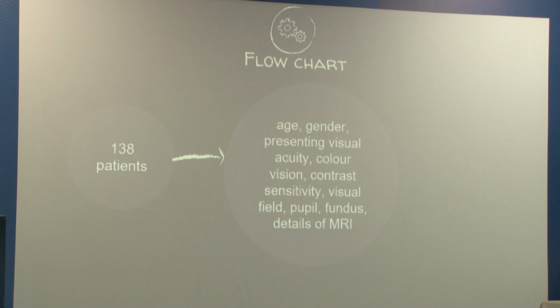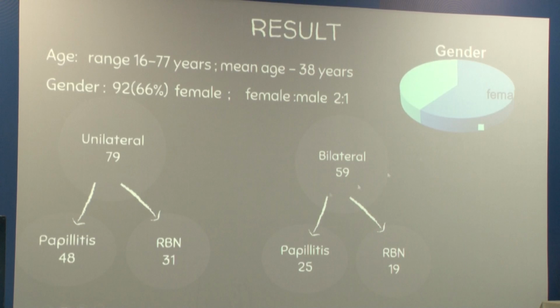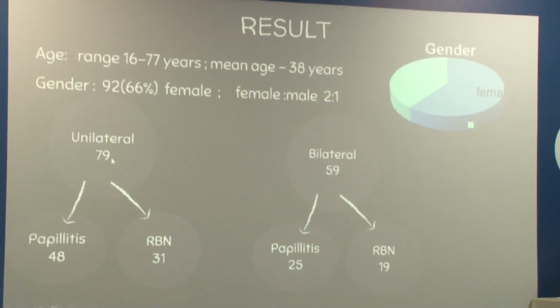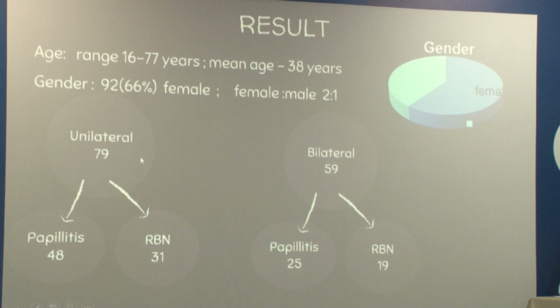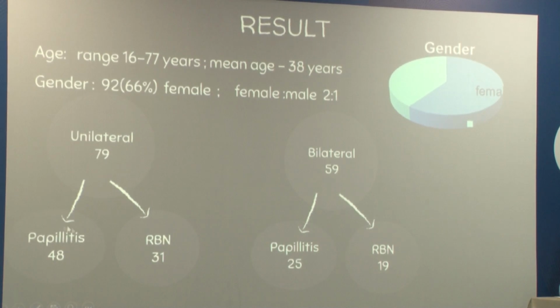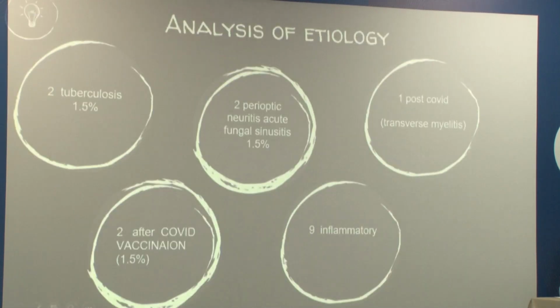And in all these patients, we assessed the age, gender, presenting visual acuity, contrast sensitivity, color vision, visual field, pupil, fundus, and detailed MRI finding. And the results were: the mean age was 38 years with a female preponderance, and 79 patients were unilateral and the rest were bilateral cases. And among unilateral patients, 48 had disc edema, and in bilateral cases, 25 had disc edema.